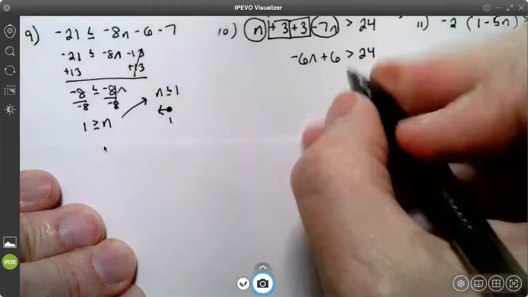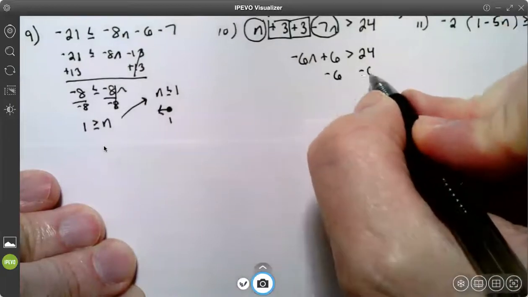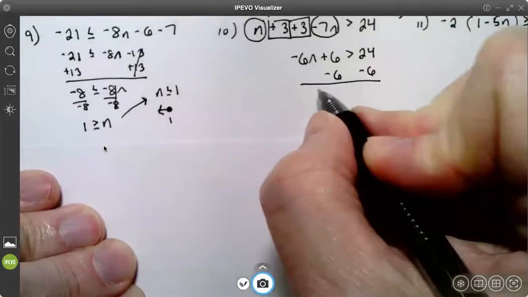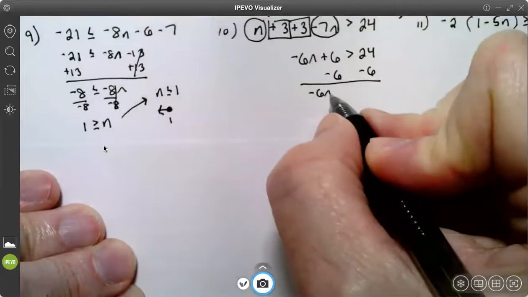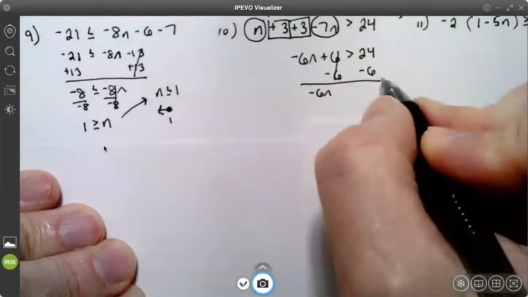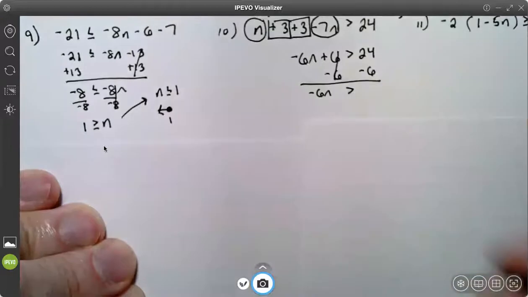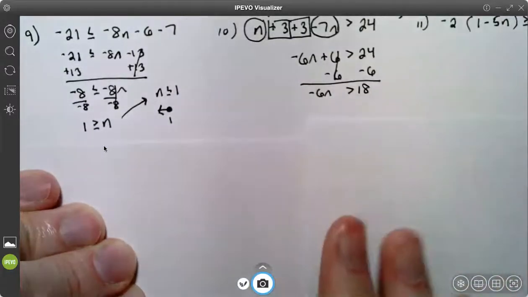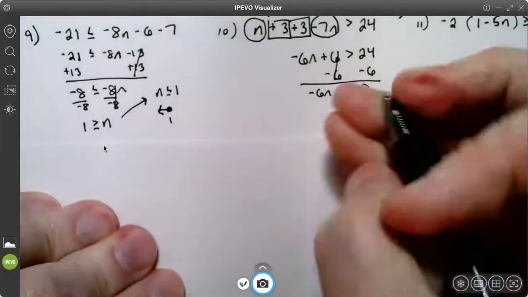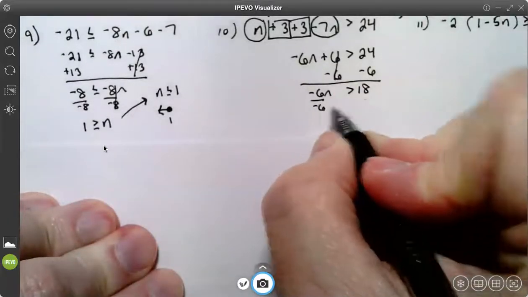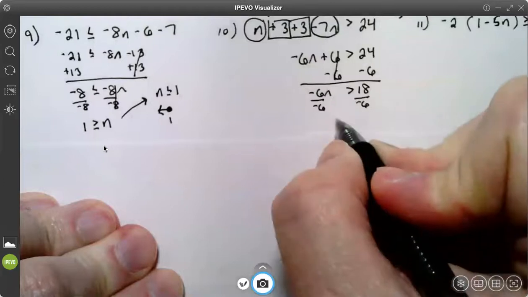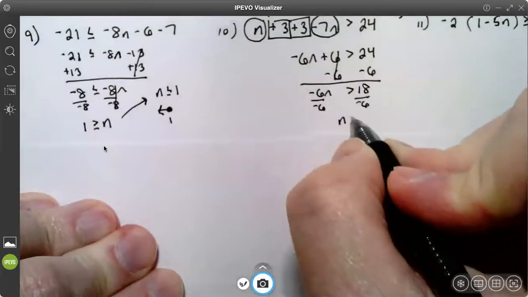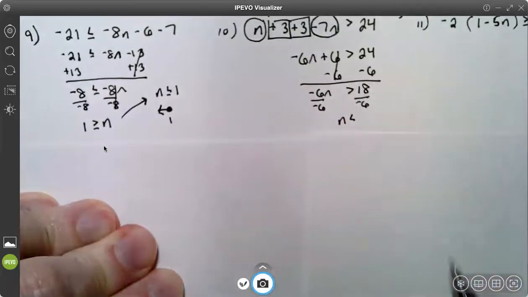To get rid of +6, I subtract 6. Bring down -6n. 6 minus 6 is nothing. I didn't multiply or divide by negative, so my symbol stays the same. 24 minus 6 is 18. One more step. To get rid of times -6, I divide by -6. And that gives me n. I divided by negative, so I flip that sign.